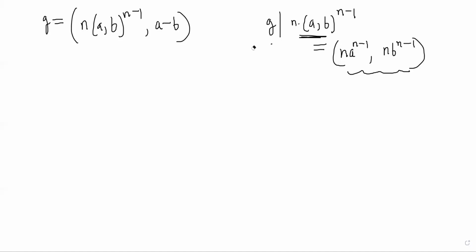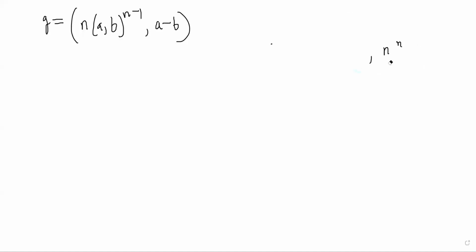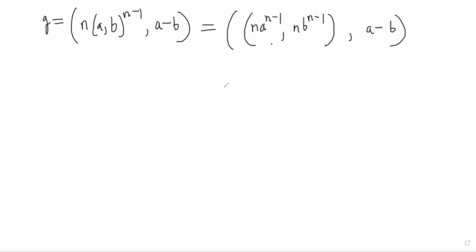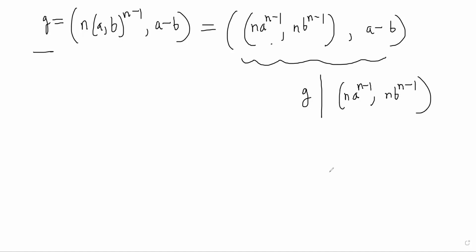No need to worry about this so much. We'll just rewrite this GCD in a different way. We'll write it as the GCD of n a power n minus 1, n b power n minus 1, and a minus b. So what this means, g was equal to the GCD of these two. So g clearly divides this, right? So if g divides the GCD of these two numbers, it follows g divides n times a power n minus 1.